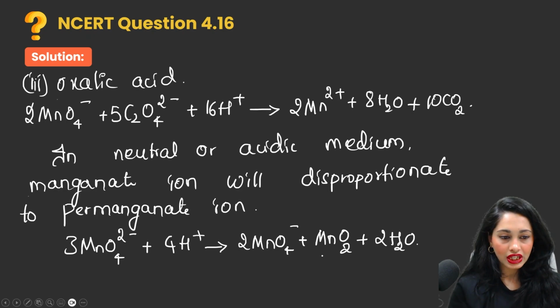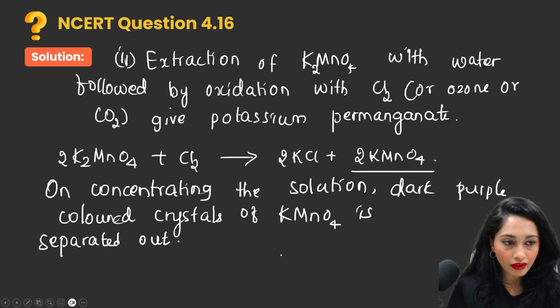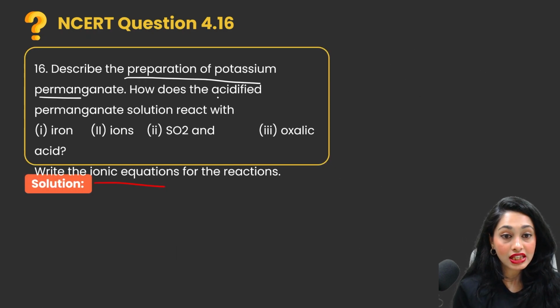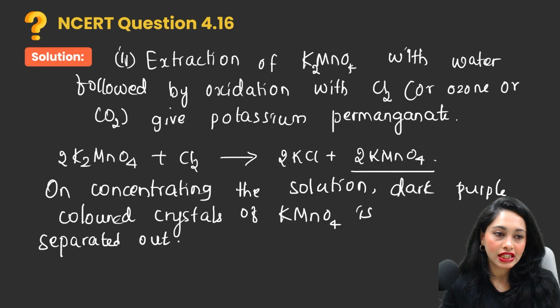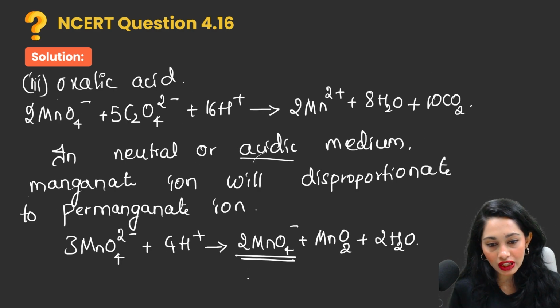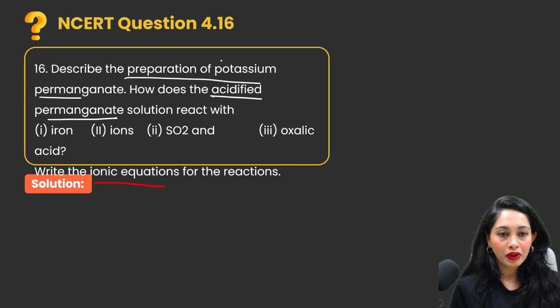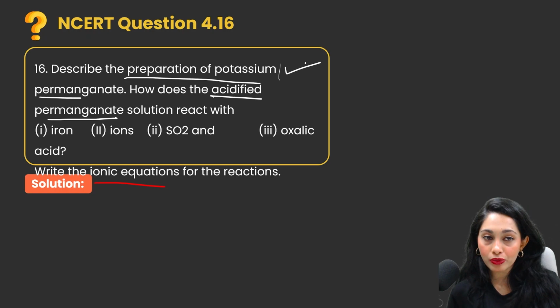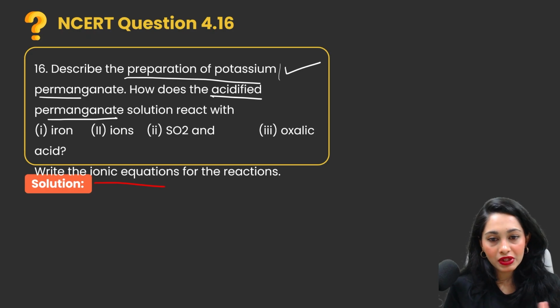Okay. So in neutral or acidic medium, what have they asked us? How does acidified permanganate solution react with iron 2 ions, SO2 and oxalic acid? That is the reason they have specifically mentioned acidic, and that's why we have taken MnO4 minus everywhere. So this is the answer. We have discussed the preparation of potassium permanganate from pyrolusite ore, and how acidified permanganate solution reacts with different substances.